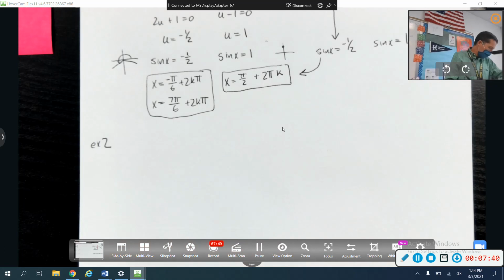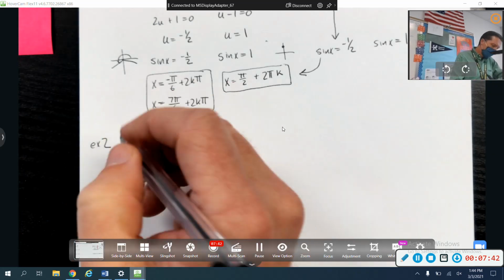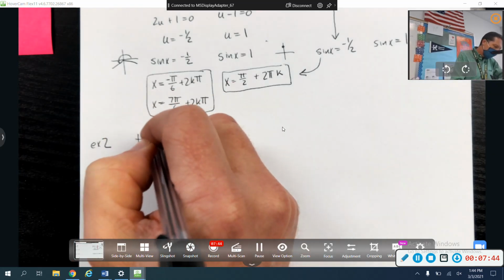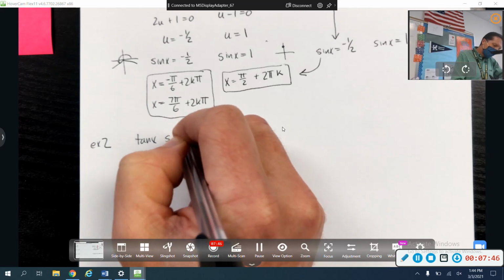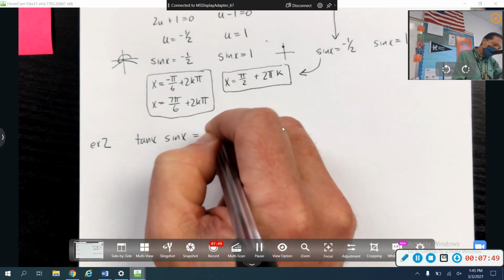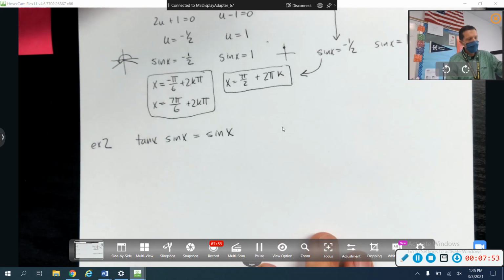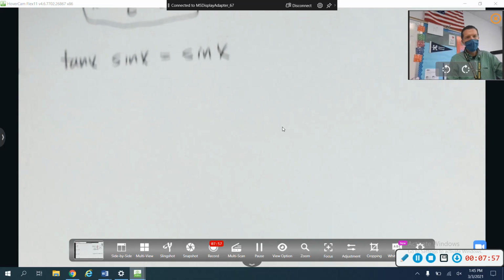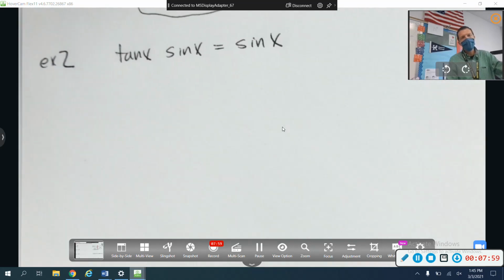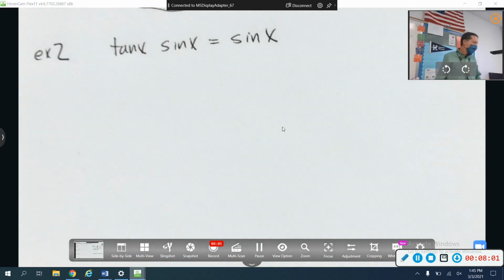Let's do one more. Tangent x sine x equals sine of x. Tangent x times sine of x equals sine of x. Thoughts on what we should do first to factor this guy?